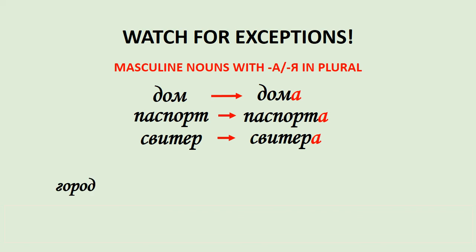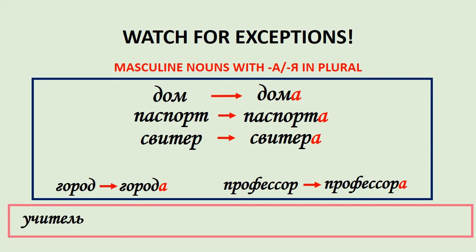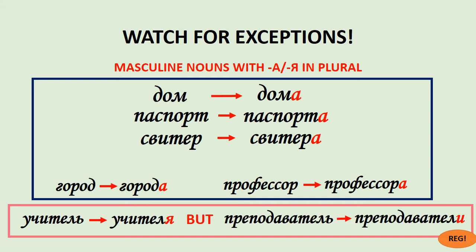Some other nouns you may know. Город – города. Профессор – профессора. All these nouns have hard stems, right? But there's always the word учитель, teacher, which ends in a soft sign and obviously has a soft stem. The plural will be учителя. But don't confuse it with the word преподаватель, also a teacher or an instructor, because that word follows the rule, and its plural is преподаватели.